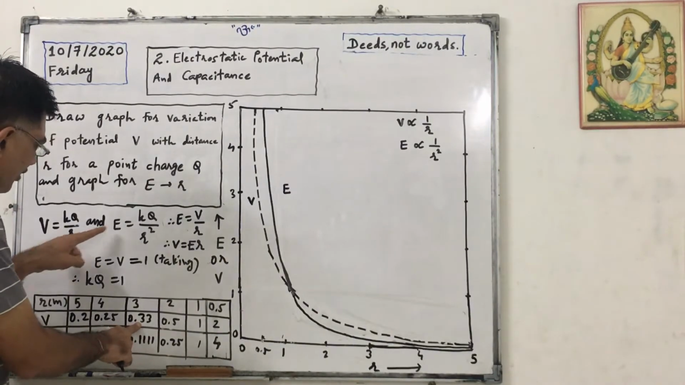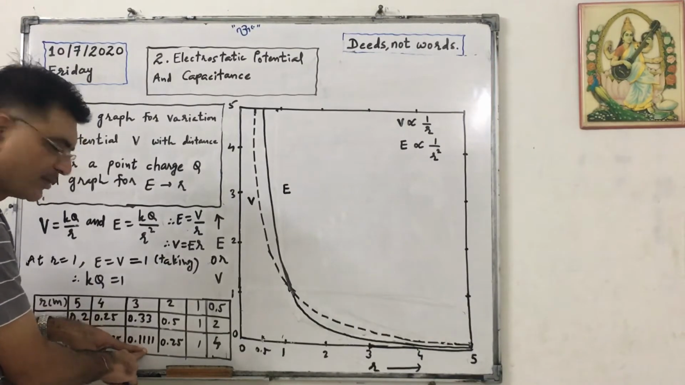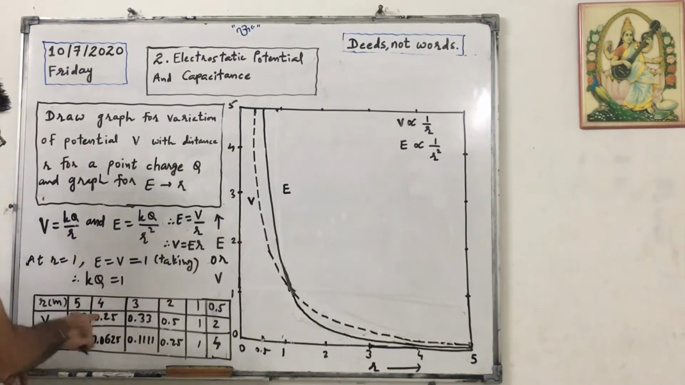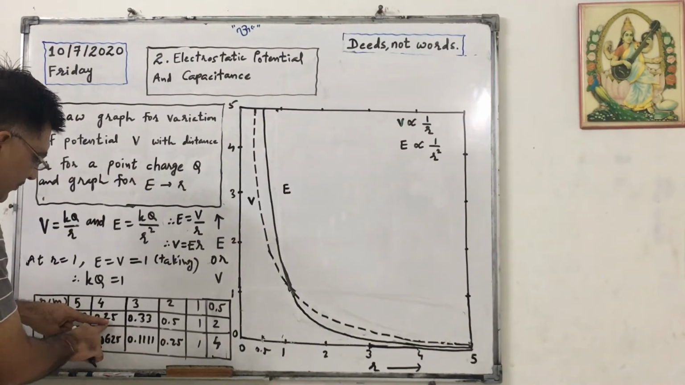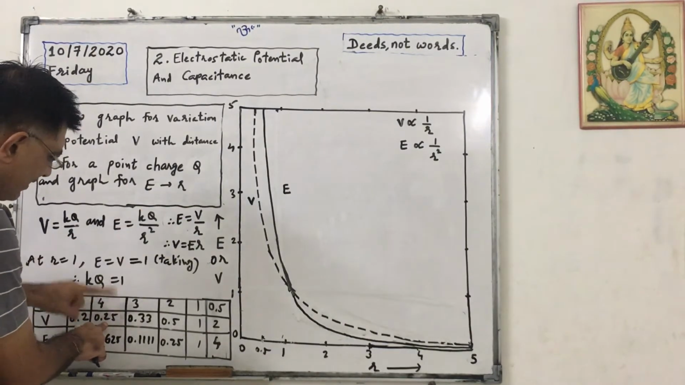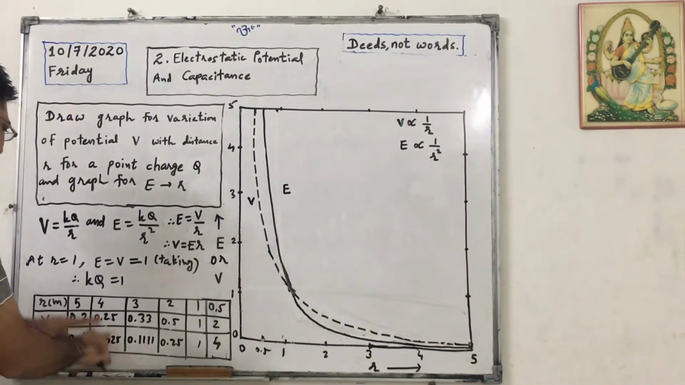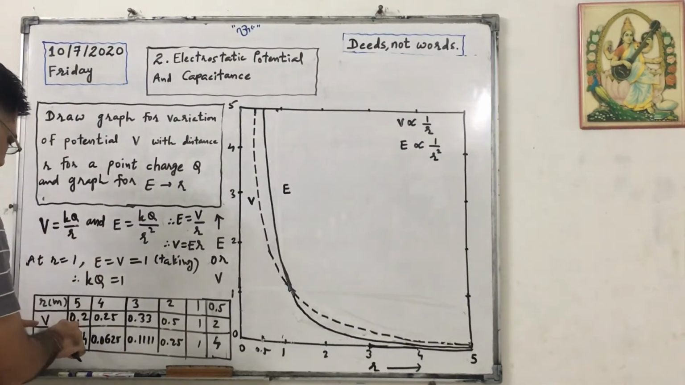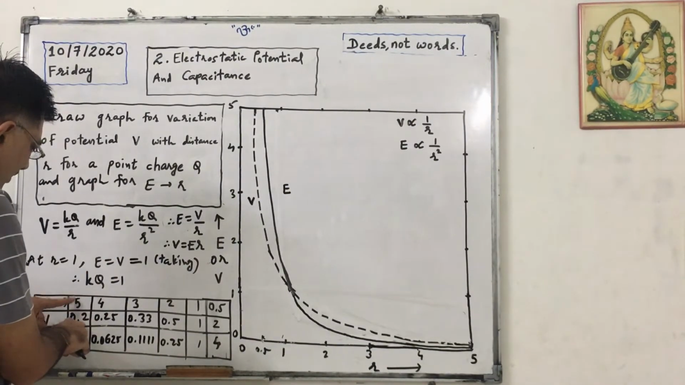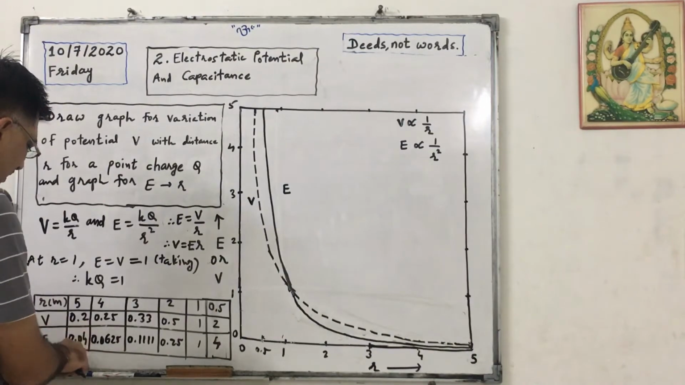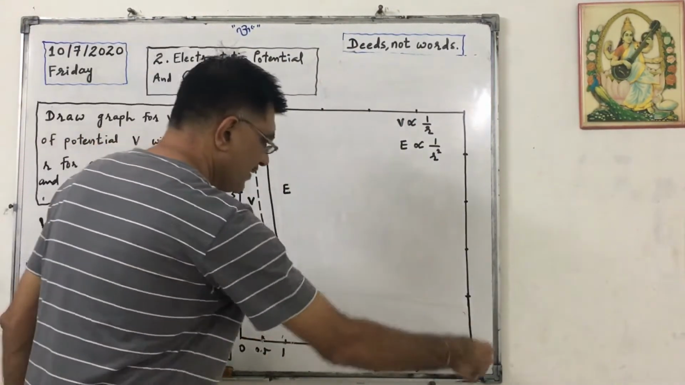To obtain E, we further divide V by R, that is 0.33 upon 3, that is 0.111. If I take R equals 4, V will be 1 by 4, that is 0.25. Further dividing 0.25 by 4 to obtain E, E will be equal to 0.0625. Finally, if I take 5, 1 by 5, V will be equal to 0.2. And dividing 0.2 by 5 to obtain E, that will be 0.04. This is our table.